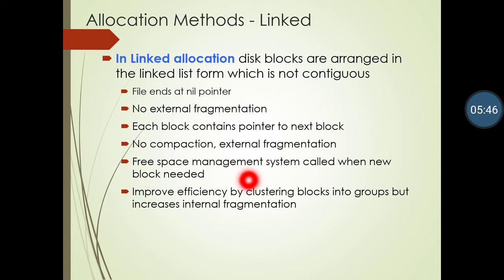The free space management system is called when a new block is needed. So if you want to store a new file, you need to call the free space management system, which will provide a list of free blocks. Within that, the file can be stored. Efficiency can be improved by clustering blocks into groups, but this increases internal fragmentation.